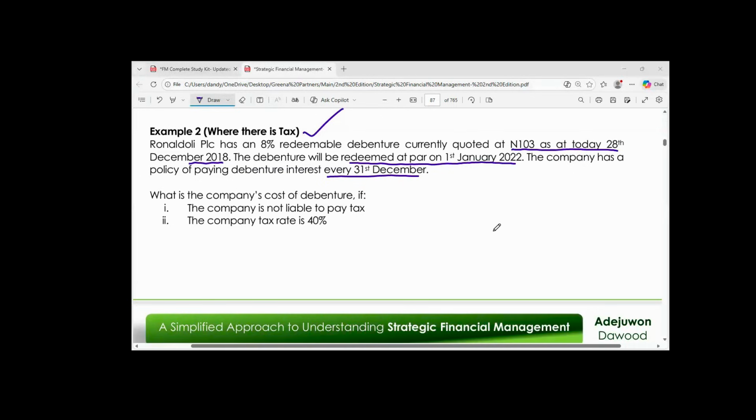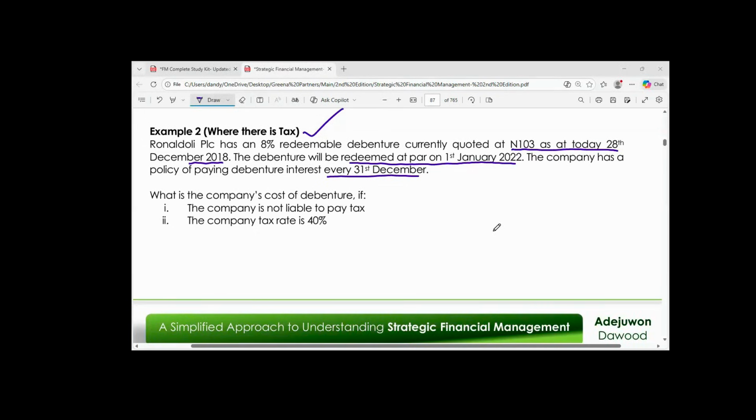So the examiner is asking you to calculate the cost of debenture if the company is not liable to pay tax and if the company tax rate is 40%. When you look at this question, you will notice that we are given tax rates. If you are given a tax rate, the way you calculate your cost of redeemable debt is different from the way you calculate it when there is no tax.